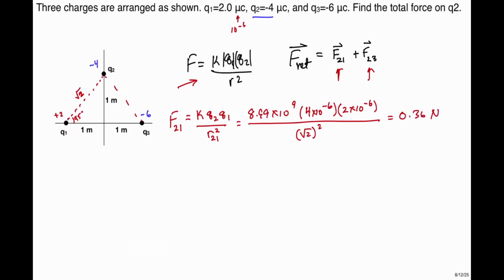I will save you the pain. I got 0.36. No, I got 0.036. I can't even read my own handwriting. There we go. Okay. 0.036 Newton. It's just a number, right? I calculated the strength of the force, right?